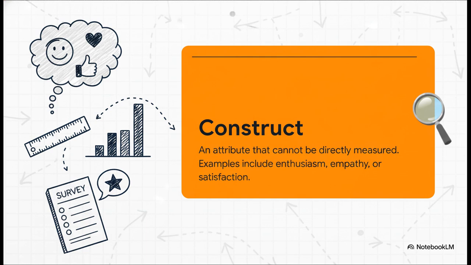A construct is simply an attribute or a quality that you can't just measure with a ruler or weigh on a scale, things like employee enthusiasm or customer empathy. So to track it in a report, you have to find a way to quantify it. You turn the construct of customer satisfaction into, say, a 1 to 5-star rating from a survey. So you see, it absolutely involves numbers.